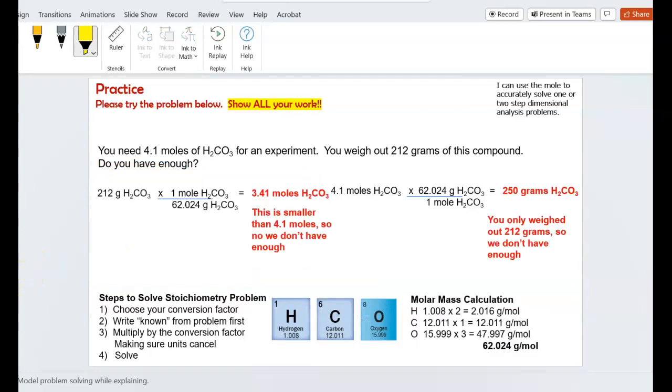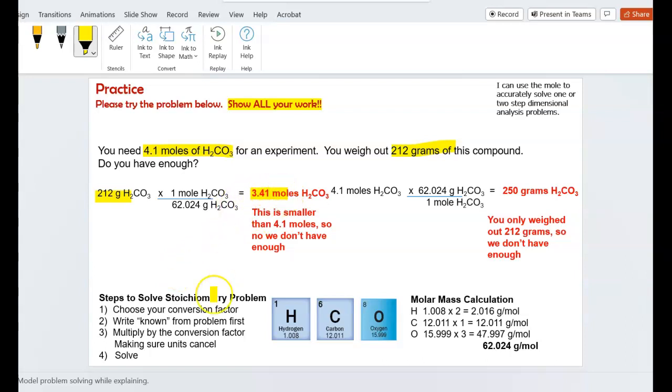So here's our answer. You can either start with 4.1 moles of carbonic acid, or you could start off with 212 grams of carbonic acid. Either one works. You either have to get moles to grams and then compare them, or get grams to moles and compare the moles. So on the left-hand side, I started with the grams.